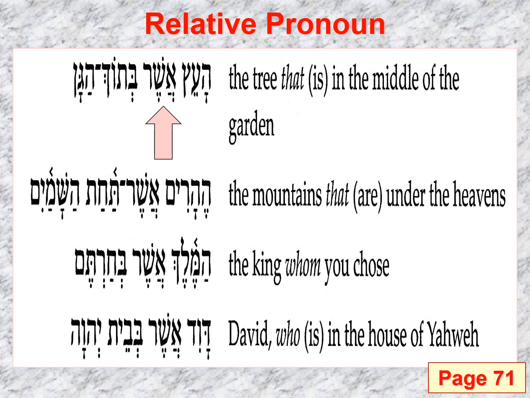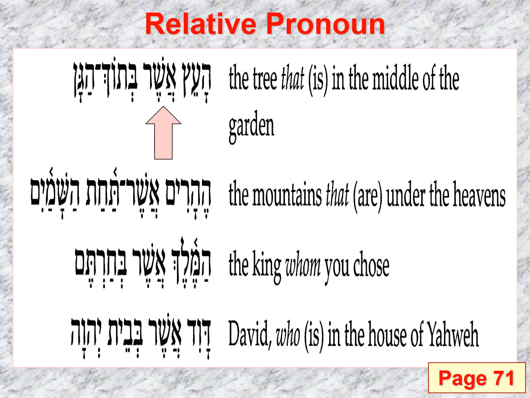You're going to see asher all over the place in the Hebrew scripture. It's going to become your friend. When I'm looking at ancient Hebrew scripture manuscripts, when I see an asher, I'm like, okay, I've got myself situated. I know this is introducing a relative clause. It helps me find nouns, it helps me find verbs. So asher is a good friend of yours.